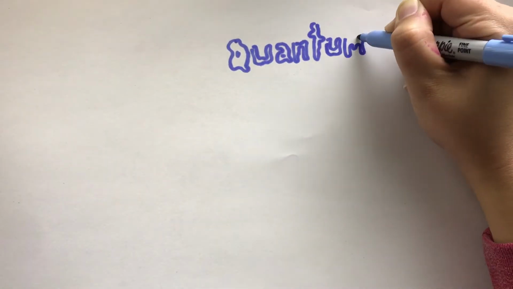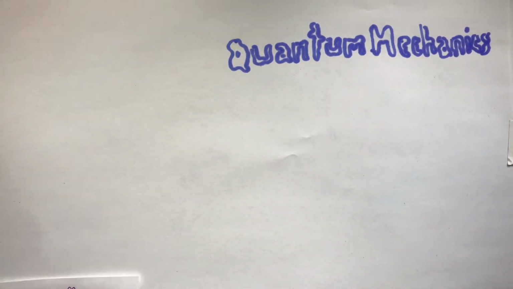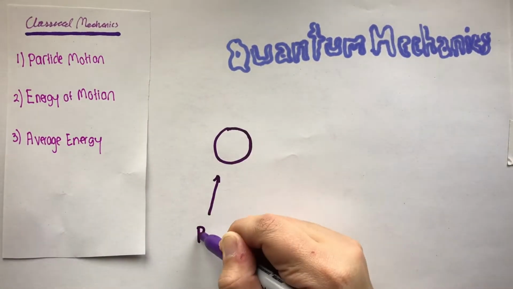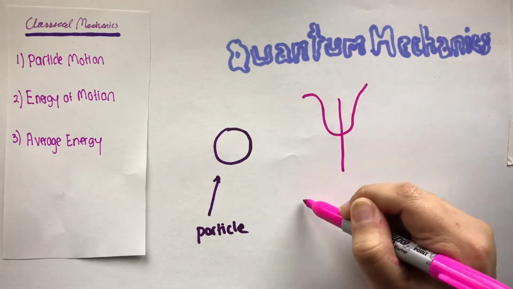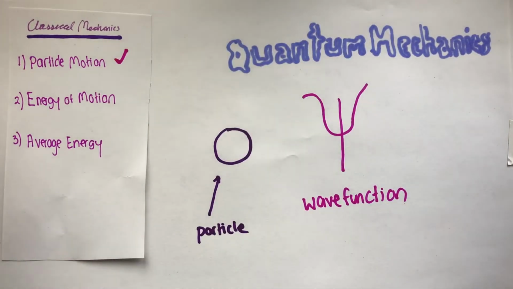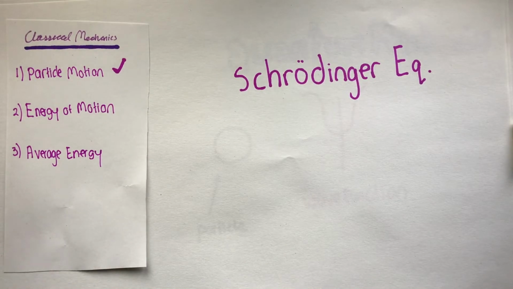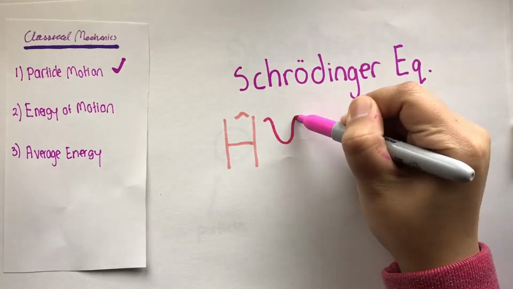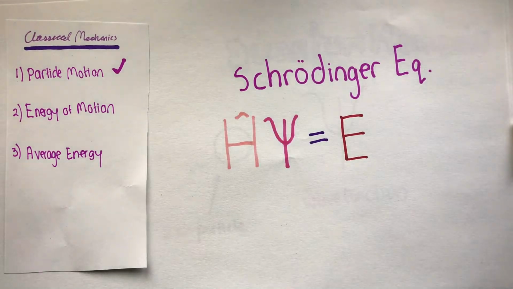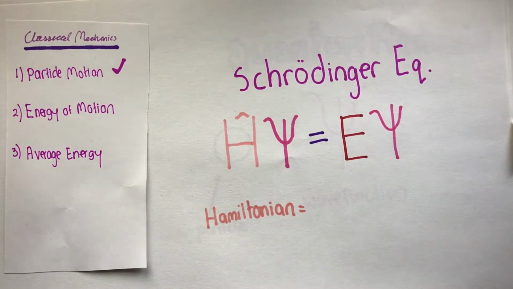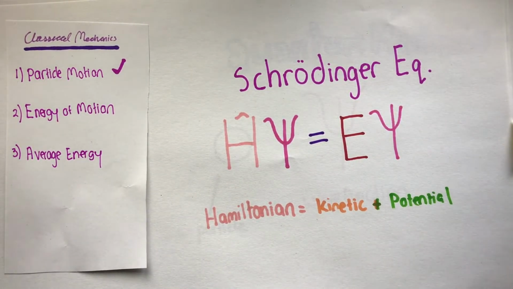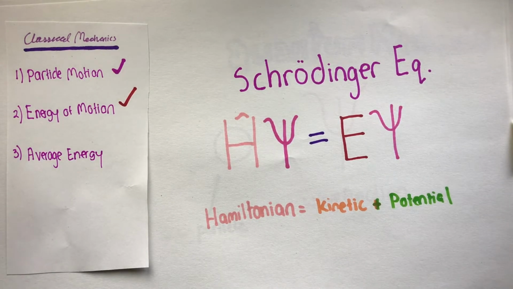So, how is this done in quantum mechanics? We must first describe a particle's quantum motion using a wave function psi. The energy of the particle can then be calculated using Schrödinger's equation, which states H psi is equal to E psi, where H is the Hamiltonian, or a mathematical description of the kinetic and potential energy of the particle.